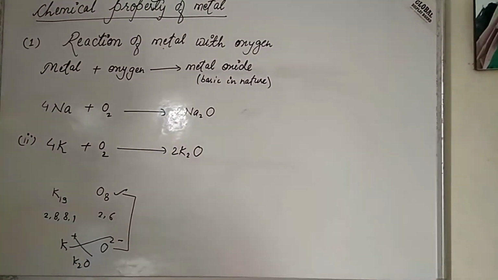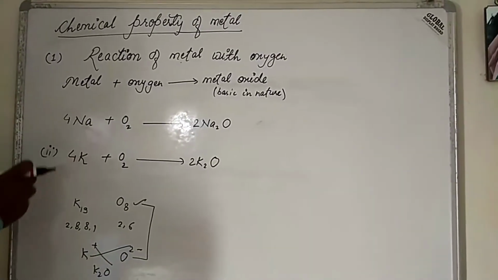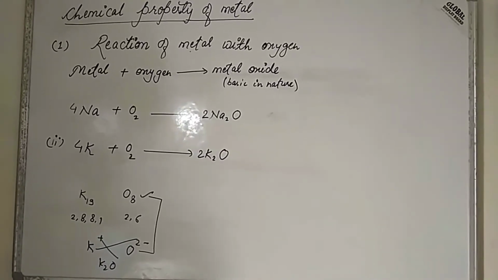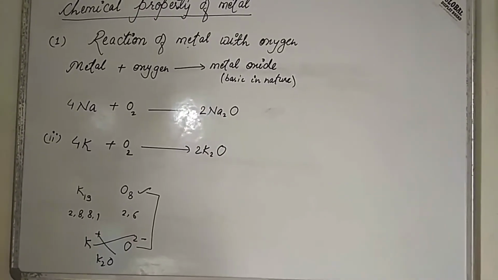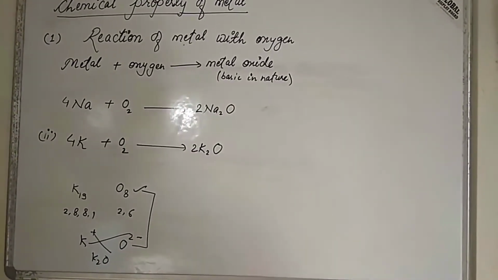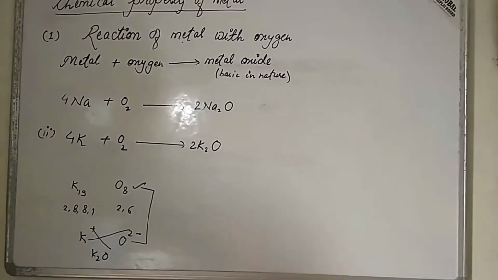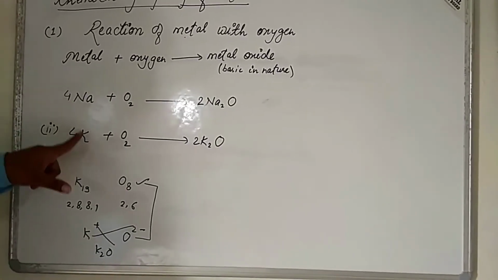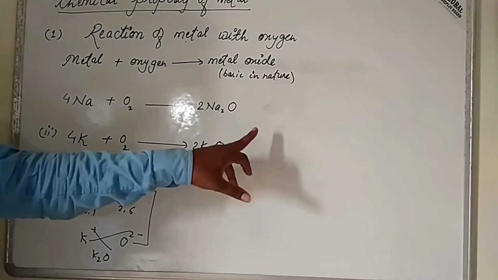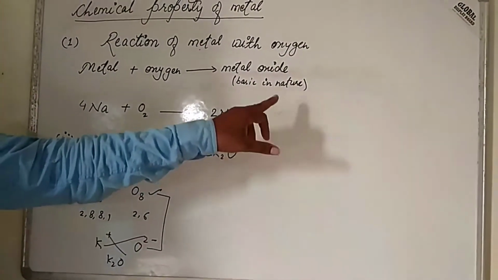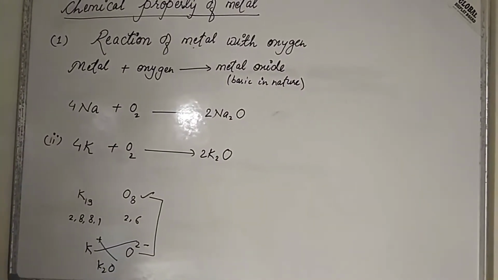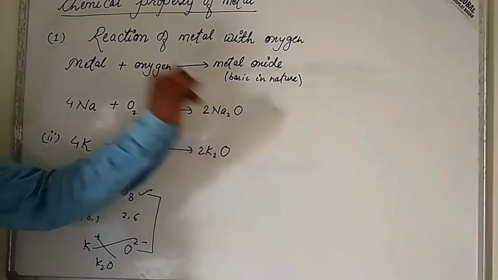Okay children, being highly reactive, sodium and potassium, whenever they come in contact with oxygen, moisture or carbon dioxide, react vigorously with them and catch fire easily. That is why these metals, sodium and potassium, are always stored under kerosene oil to prevent contact with moisture or oxygen. Now children, I will tell you about the nature of metal oxide.